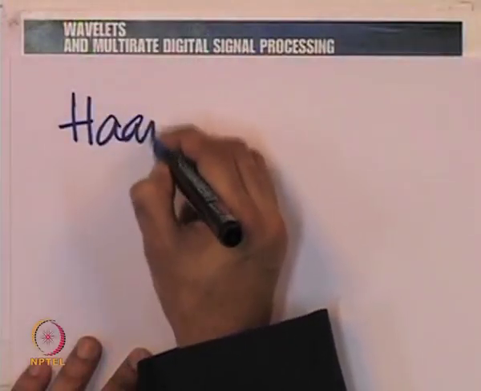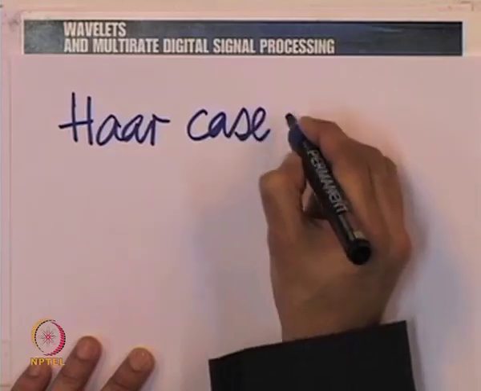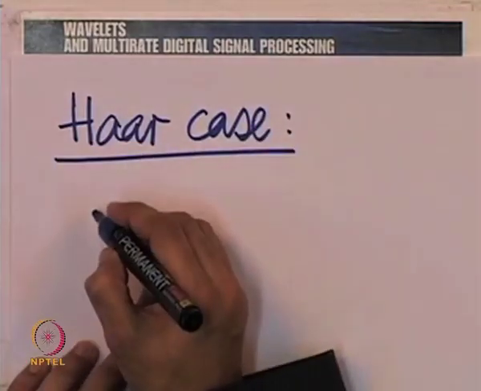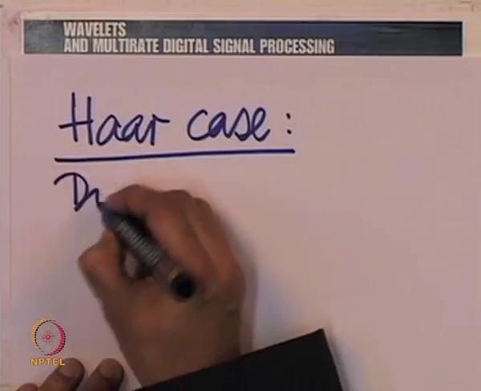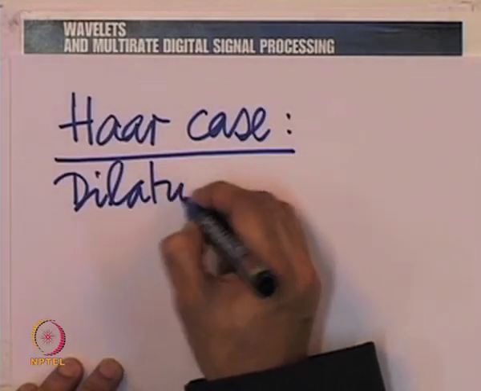Now, you know, the inspiration for the 5-3 filter bank in the context of JPEG 2000 could be seen to be the following. There are various ways to explain the inspiration, but one of the inspirations can be seen to be the following. Let us begin with the Haar case, where we have the dilation equation for phi t given as follows.